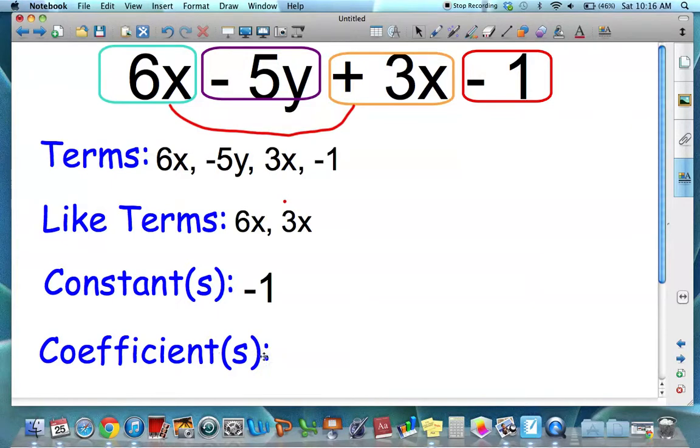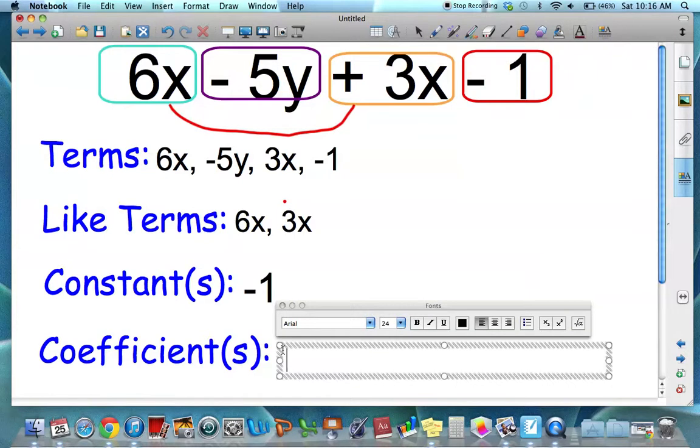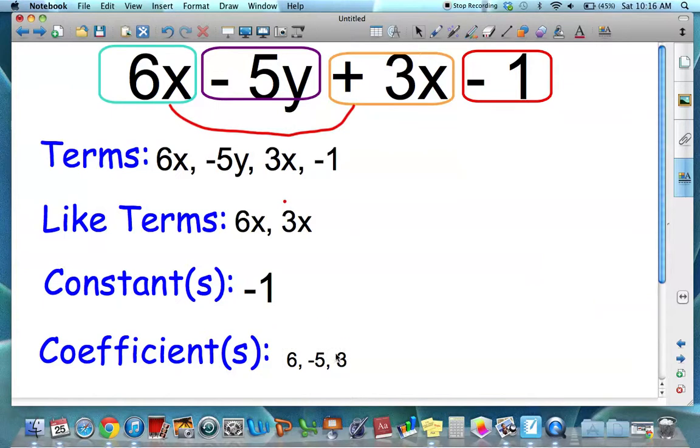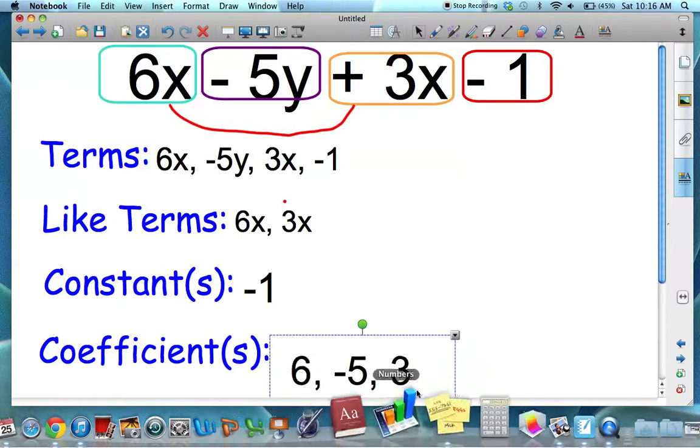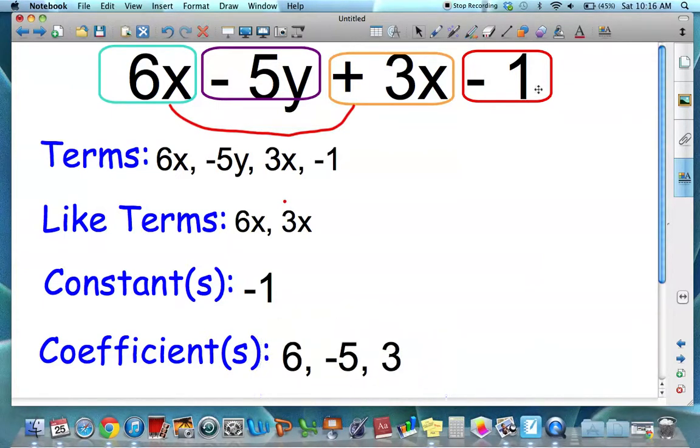Finally, we're looking at the coefficients, which would be the numbers in front of the letters. The first one I have is 6, so I would include 6 on the list. The next one I have is negative 5. Finally, I have a 3 in front of the x. And I do not include negative 1 because it's not in front of a letter. Check it out, it's a constant. There's nothing behind it, so it cannot be a coefficient.